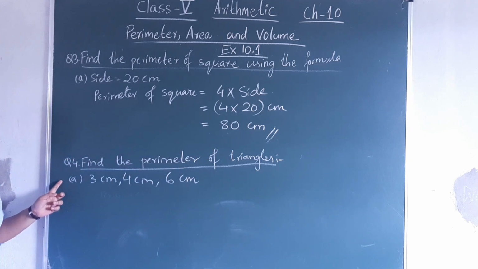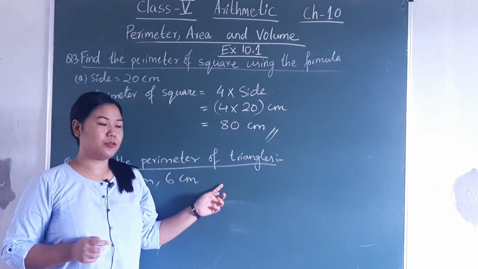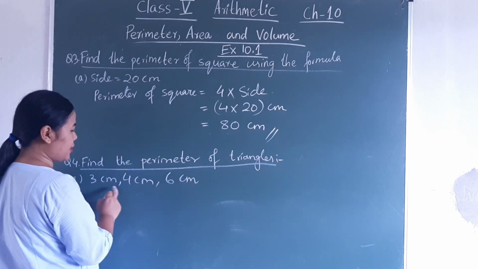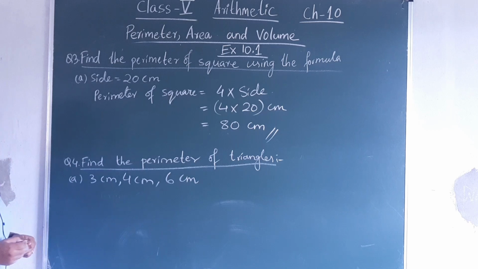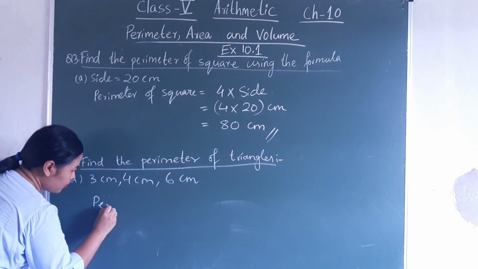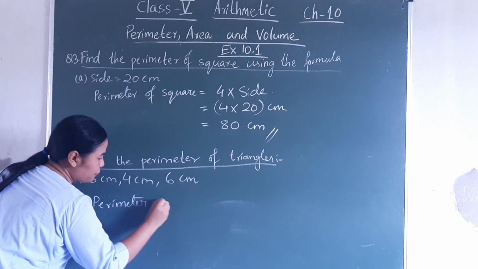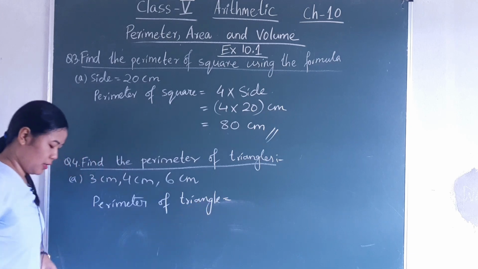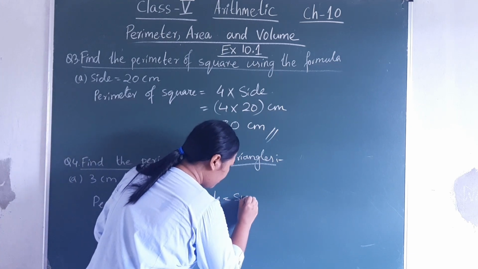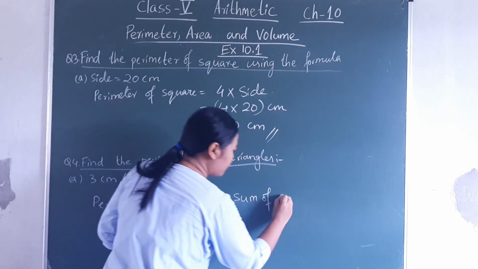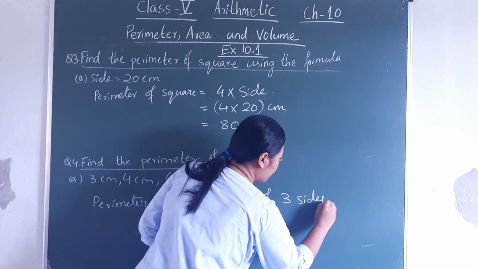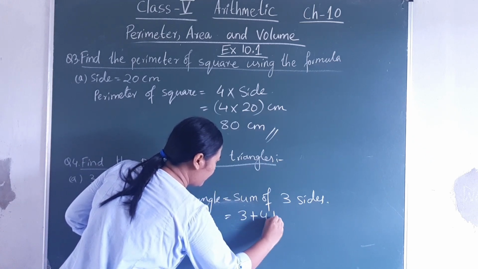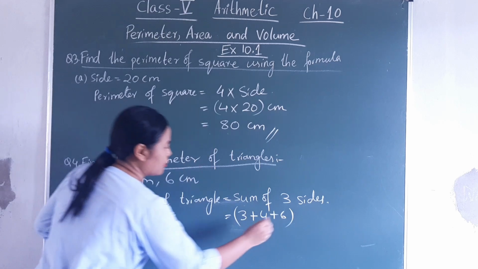Next question, question 4. Find the perimeter of triangles. Here the 3 sides are given, 3 centimeter, 4 centimeter and 6 centimeter. So we have to find the perimeter of triangle. What is the formula? Since there are 3 sides in a triangle, so sum of 3 sides. So you add 3 plus 4 plus 6 centimeter.